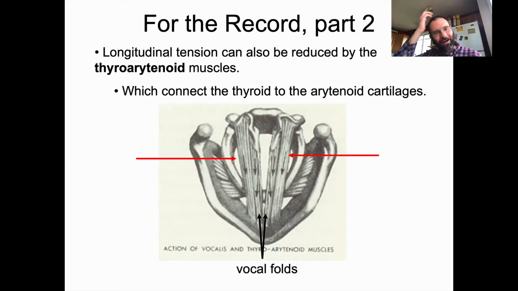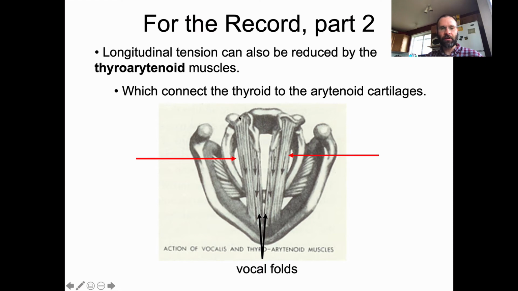Moving on, I can tell you that longitudinal tension can also be reduced by the thyroarytenoid muscles. So this is a set of muscles which, as their name implies, connect the thyroid cartilage up here to the arytenoid cartilages back here. So we've got the vocal folds themselves down lower, connecting up with this horn or point of the arytenoid cartilages. And you can contract or relax that muscle there as well.